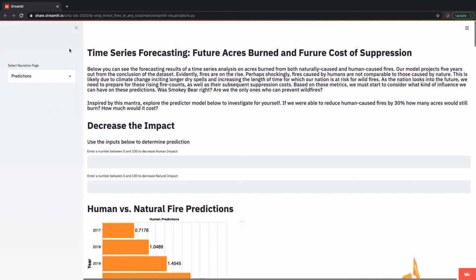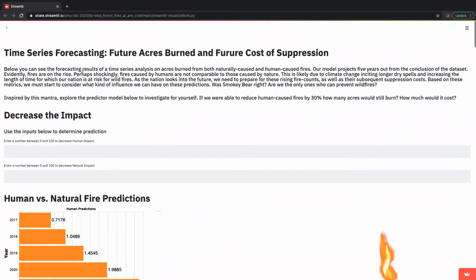Moving forward with our predictions navigation page. We'll start off with our cost prediction model. We used a data set that covered significant fires from 2005 to 2019. The significant feature within this data set that was pertinent to our predictor model was that it covered the expenses incurred for the suppression costs for each significant fire.